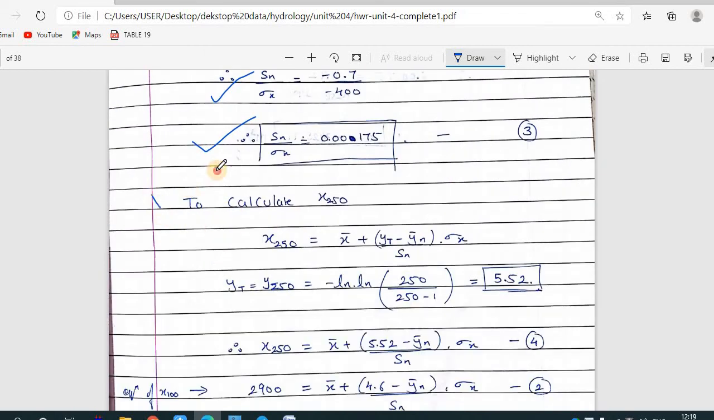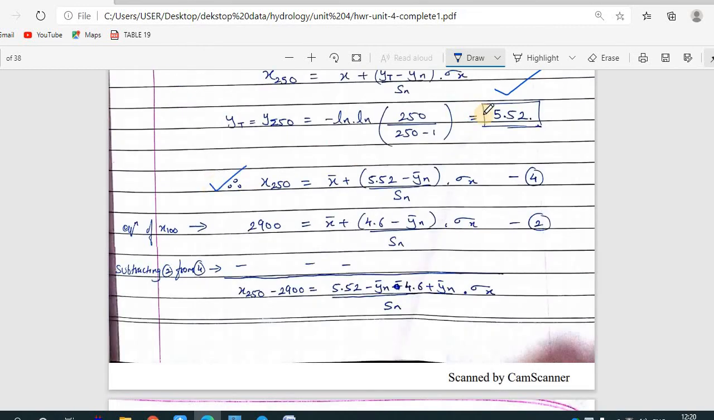To calculate what? X250. X250 is given by what? Again the same Gumbel equation, x bar plus yt minus y bar n divided by Sn into sigma x. Okay. After this we'll put what? We don't know the value of yt, so we'll calculate the yt value. Yt 250: minus ln of 250 divided by 250 minus 1. So the value of yt is coming out to be 5.22. Okay. Now we'll put the 5.22 in this value. So x250 equals to what? X bar plus 5.22 minus y bar n divided by Sn into sigma x. This is our fourth equation.